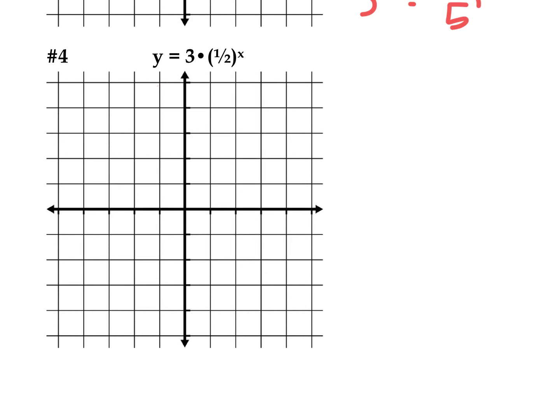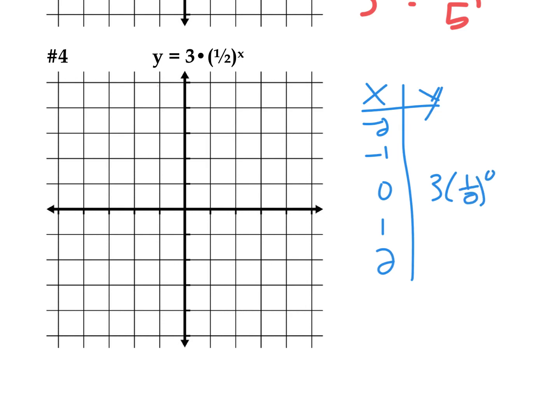So I'm going to plot some x and y's by making a table of values, and I'm going to plug in negative 2, negative 1, 0, 1, and 2. If I plug in 0, I'm going to get 3 times 1/2 to the 0. Again, 1/2 to the 0 is 1, times 3 is 3. That's why this will always be our y-intercept. We know we're going to go through the point (0, 3).